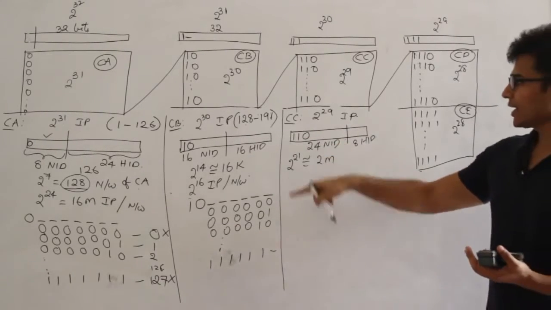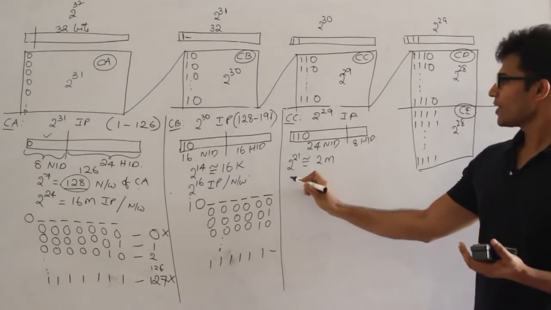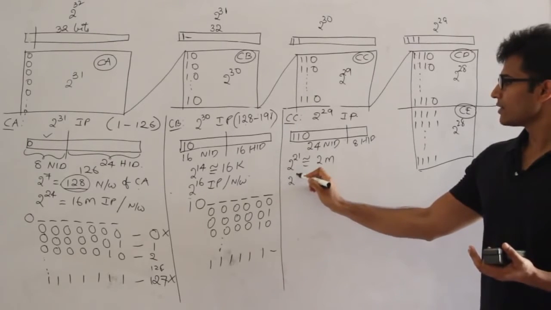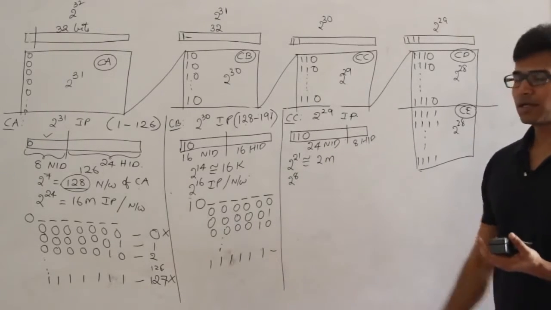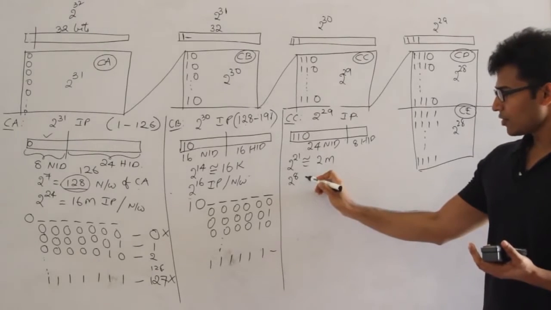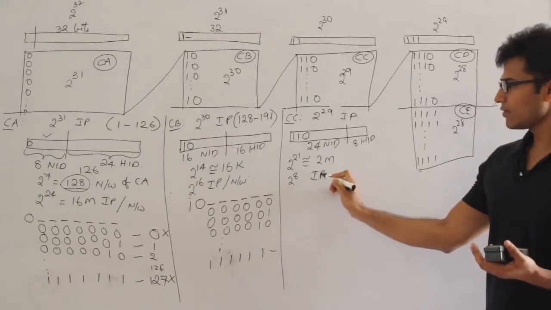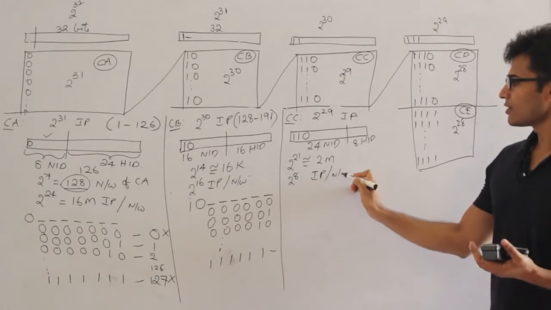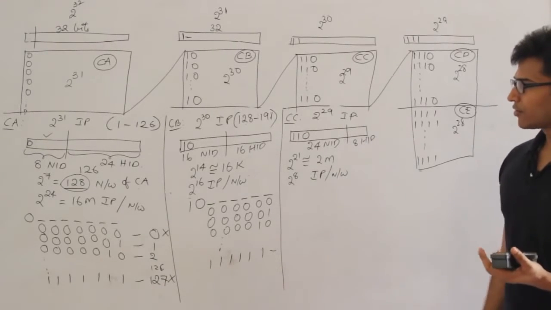And if you take any class C network, the number of IP addresses you get is 2 power 8, since the host ID part is 8 bits. Therefore, the number of IP addresses per network is 2 power 8. If you buy one network, this is what you are going to get.